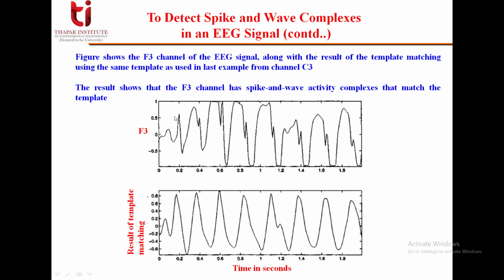So now it is a kind of cross correlation we are performing, because the template is from some other channel, but we have to find those spike and wave complexes in another channel. The template is from C3, and the channel where we want to find the spike and wave activity is F3. You can see the result. It shows that the F3 channel has spike and wave complexes that match the template.